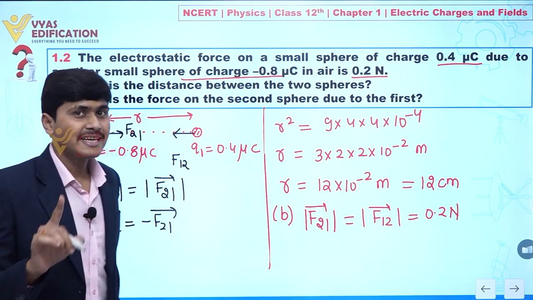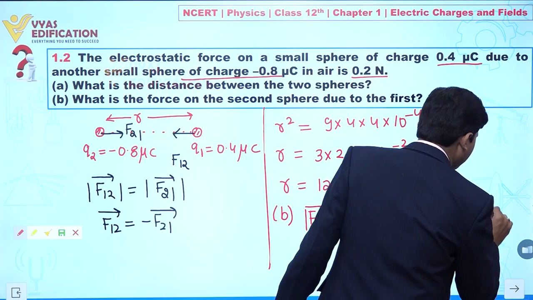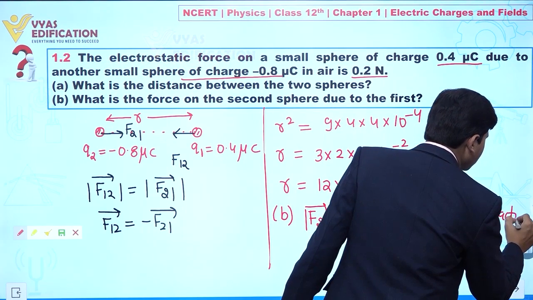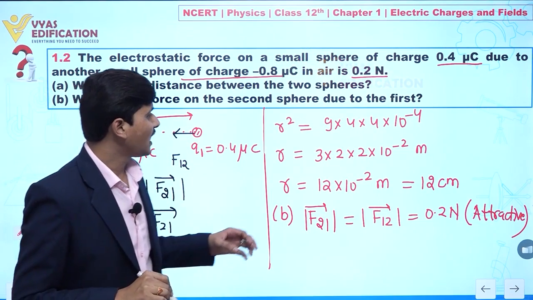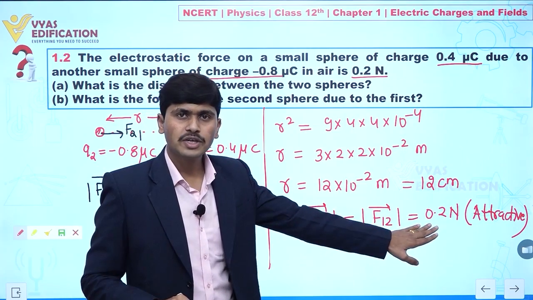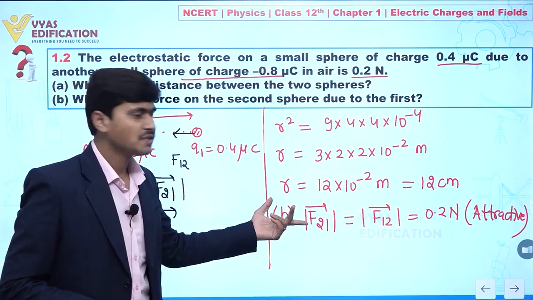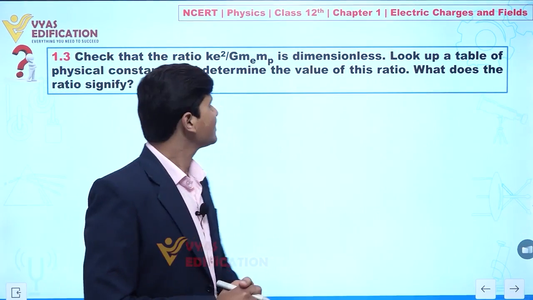But always write here the nature of this force, we can see this is attractive. Yes or no? So here we have the nature, this is attractive. Clear to everyone? So we have the solution: F is 0.2 Newton and the distance between the two spheres is 12 centimeter. Clear to everyone? Now we are going to discuss the next question.